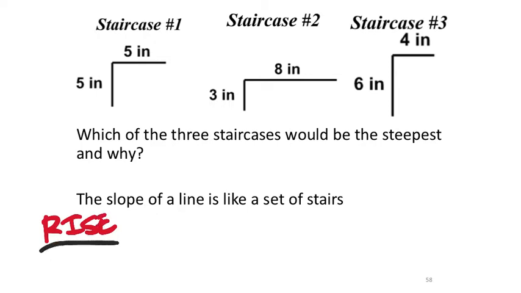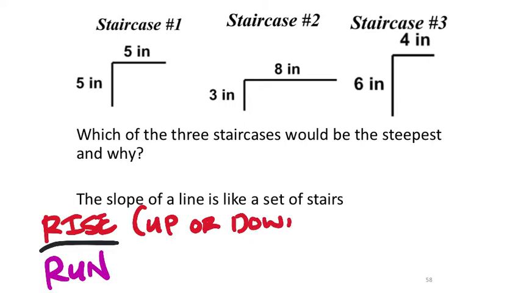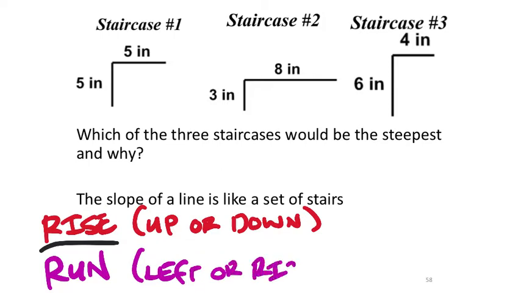And this is how it works. Rise over run. Rise is the up or downness of the line. And then run is left or right. So it is a ratio of rise to run. So this first staircase, I can see it's up 5 to the right 5. That's a 5 to 5 ratio. So its mathematical slope or steepness would be 1.